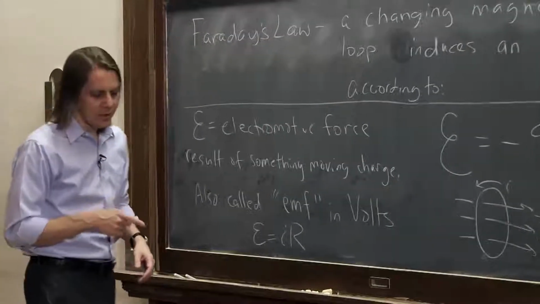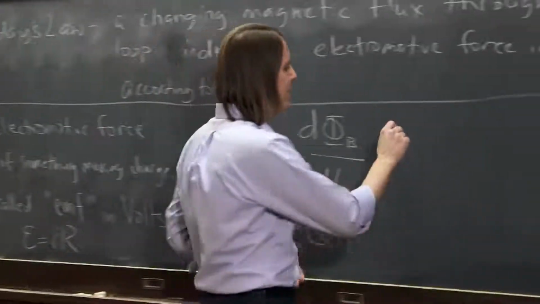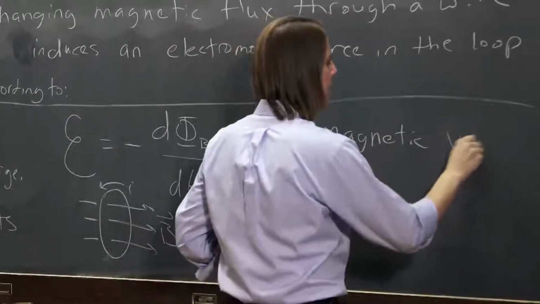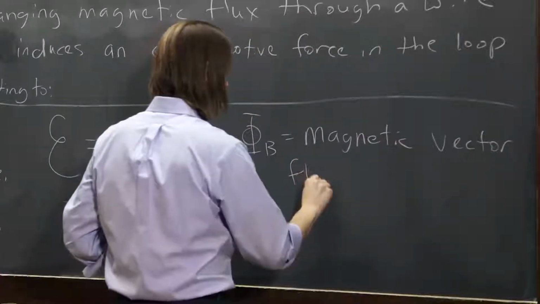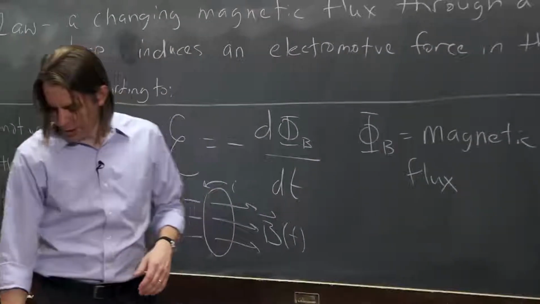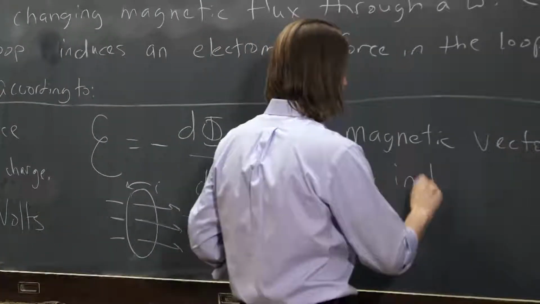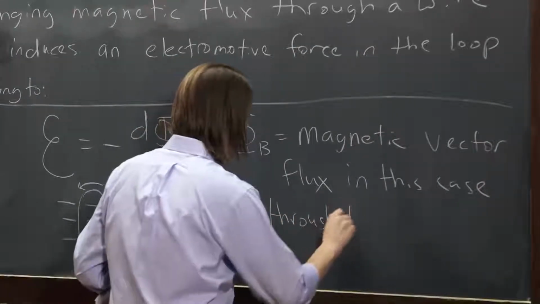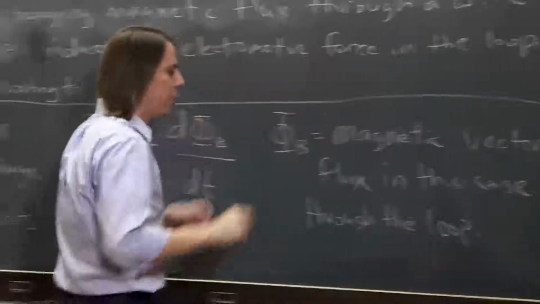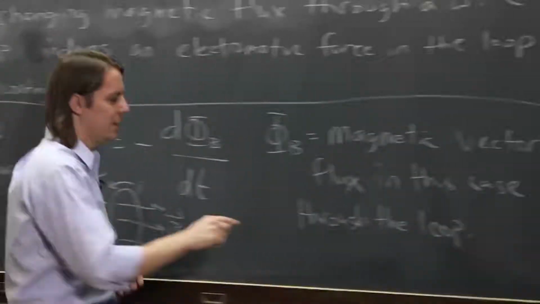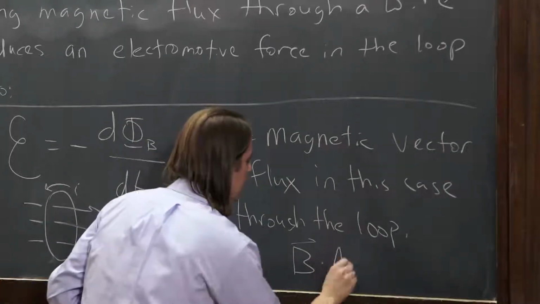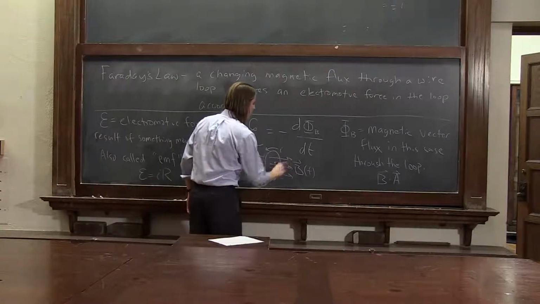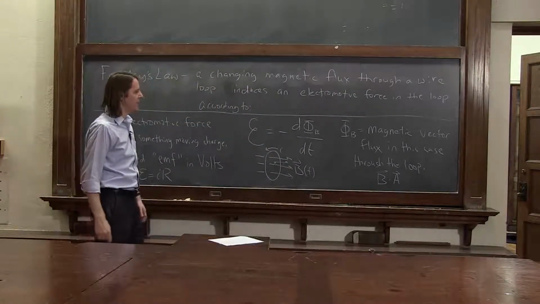All right, the right-hand side is something we've seen before. Phi B is the magnetic vector flux through, in this case, the loop. So we define this vector flux just like the electric vector flux. It's the B field dotted with the area vector. Or if you want to do an integral, it'd be the integral of B dot dA. But we have to take this loop, give it an area vector. We'll be doing this more later. And then we can define these two things.